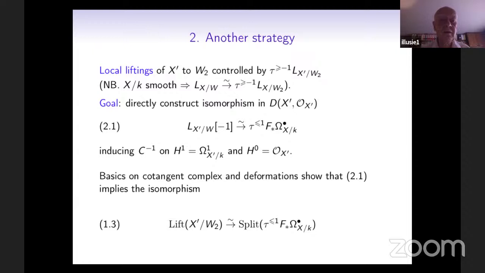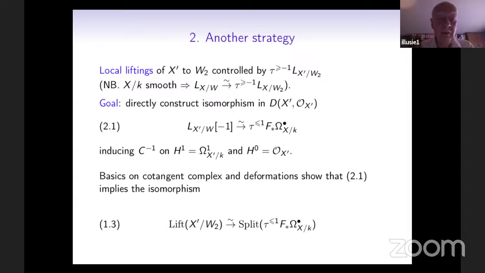So the goal is to directly construct an isomorphism between this complex, which sits in degrees minus one, zero, but shifted by one degree to the right, so L_X'[1] to the truncation at most one of F_* Ω. In fact, of course, in such a way that it induces C^{-1} on H^1 and also Frobenius on H^0.